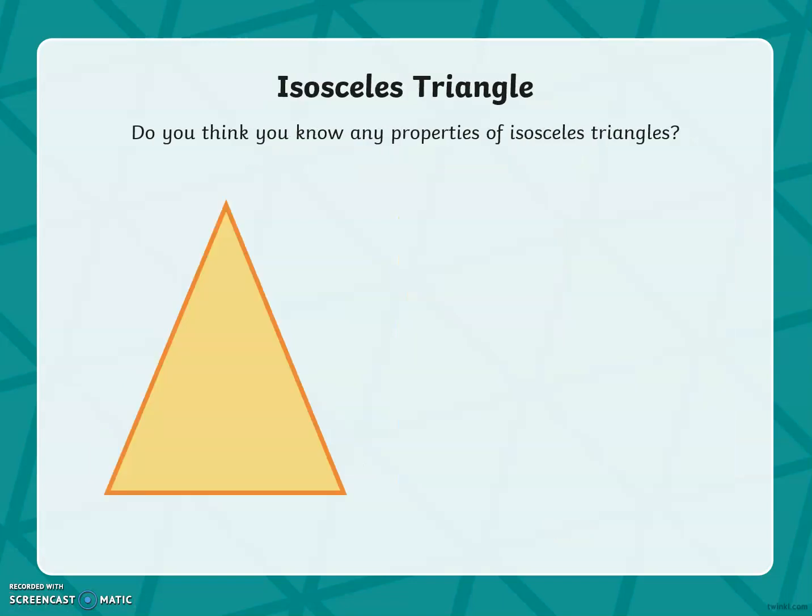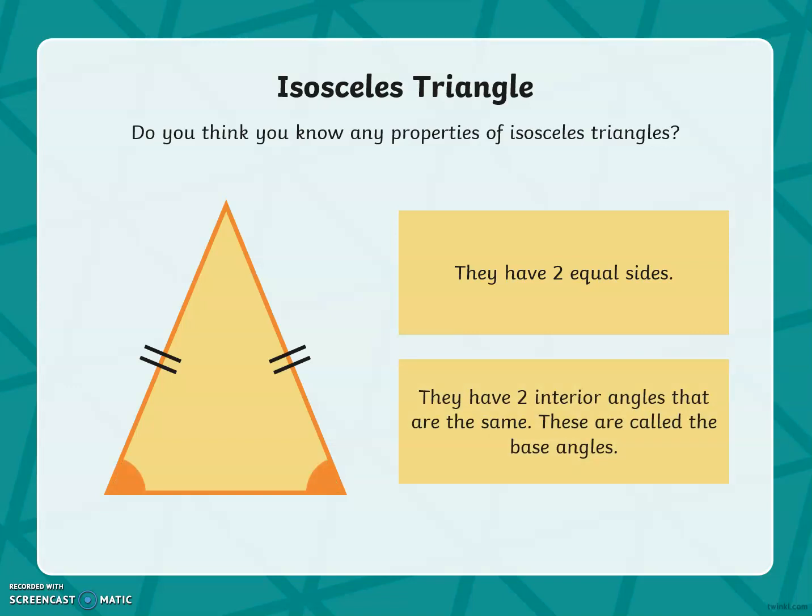So an isosceles triangle, do you think you know any of the properties of an isosceles triangle? If you do, pause the video and have a guess, maybe write it down or say it to an adult or even someone beside you. They have two equal sides, so that's the property of the isosceles triangle, and they have two interior angles that are the same. These are called the base angles because, as you can see, they're at the base of the triangle. And then, of course, it does have one other angle here, but they don't measure the same there.